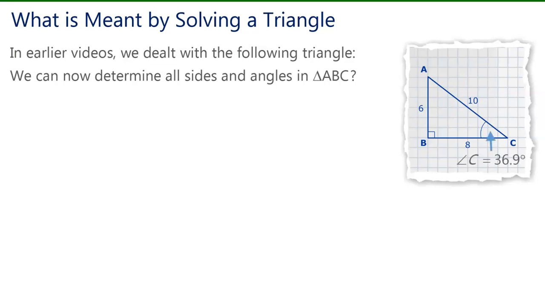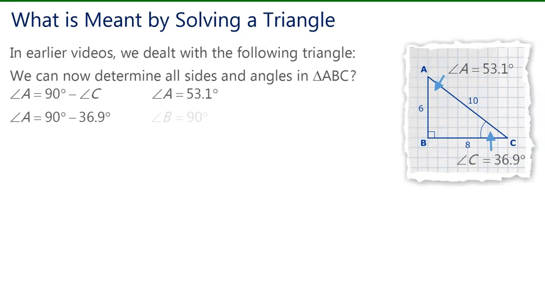Earlier, we discovered that angle C was 36.9 degrees approximately. So angle A is 90 degrees, subtract 36.9 degrees, meaning angle A is 53.1 degrees. Angle B is 90 degrees. Angle C is 36.9 degrees approximately.